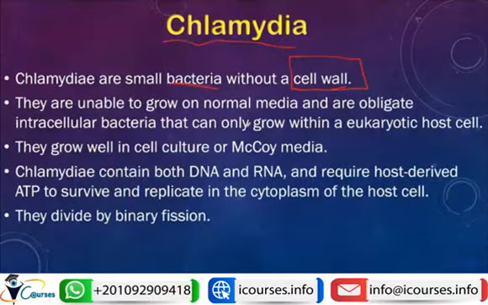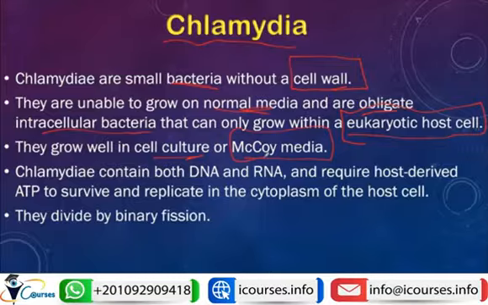Although other bacteria can be taken outside and put on agar like blood agar or chocolate agar to demonstrate the growth of the organism, chlamydia can't do so because it is an obligate intracellular bacteria. They need a living cell in order to live inside. However, they can grow well in cell culture or in the McCoy medium. The McCoy medium is the specific type of medium that grows chlamydia.